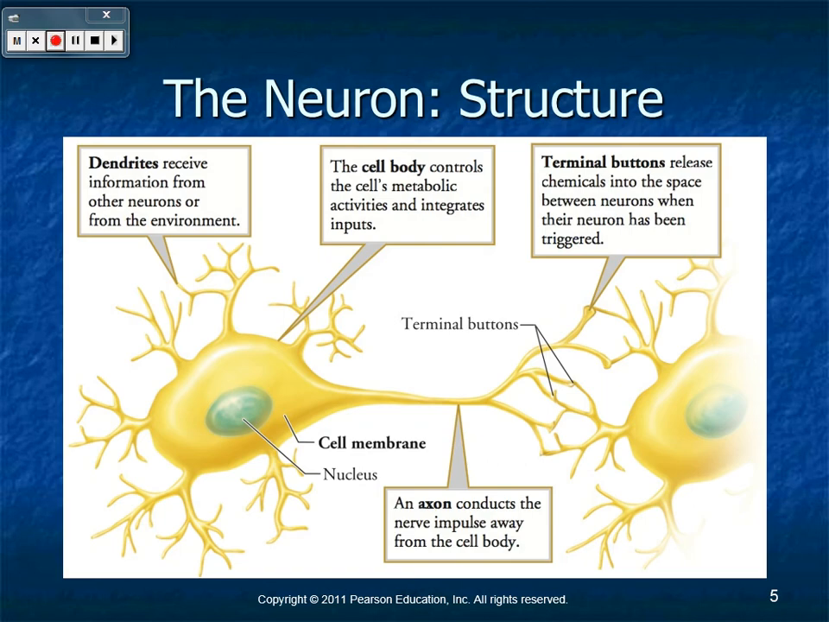So this is a neuron. Your neuron actually has a cell membrane, a nucleus, it has a cell body, and then it has what we call dendrites and axons. The best way to know: axons send information, dendrites receive information. This is how they start to communicate with each other.